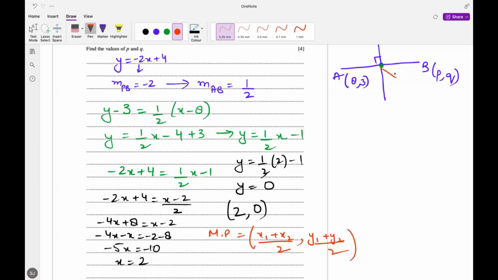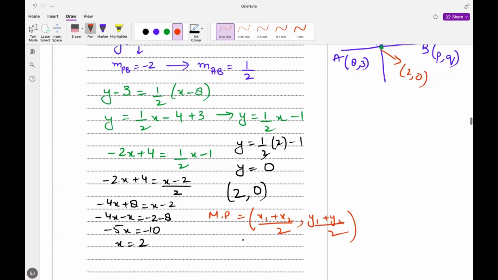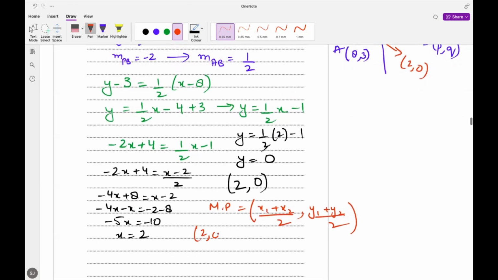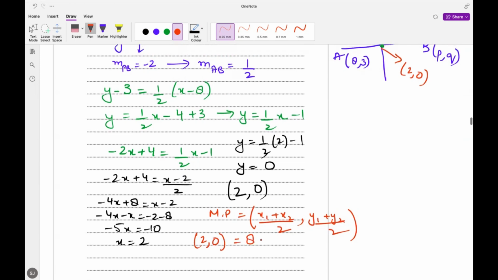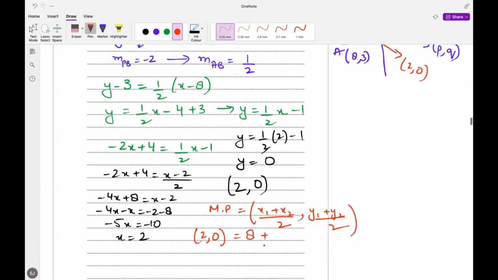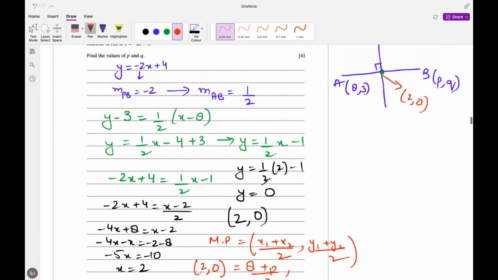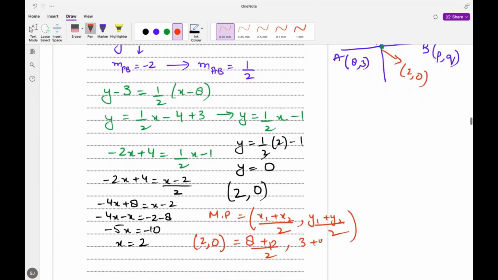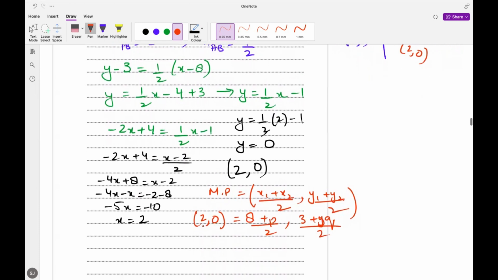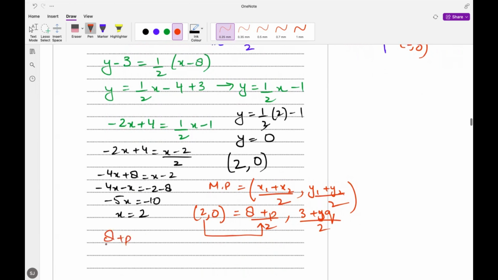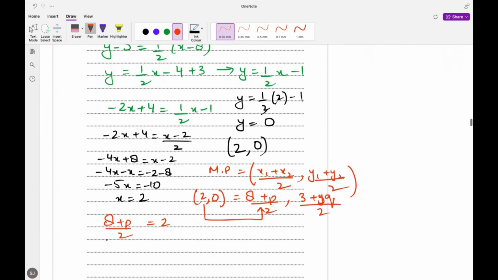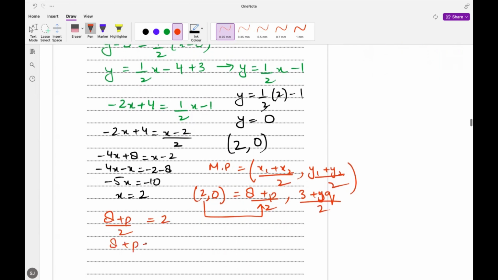Now the midpoint over here is already given to us, which is 2 comma 0, and the point P, Q is unknown. So we can write this as 2 comma 0 will be equals to 8 plus the x2 value will be P upon 2 comma, we can write it as 3 plus Q upon 2, as the y2 value is Q. So we can now equate 2 with 8 plus P upon 2. So this will become 8 plus P upon 2 is equals to 2. Cross multiplying, 8 plus P will be equals to 4 and P will be equals to minus 4.